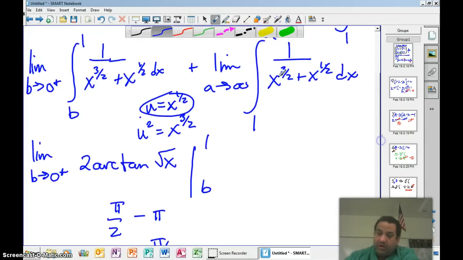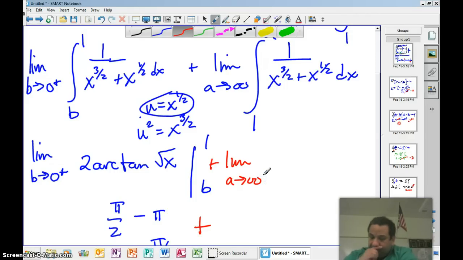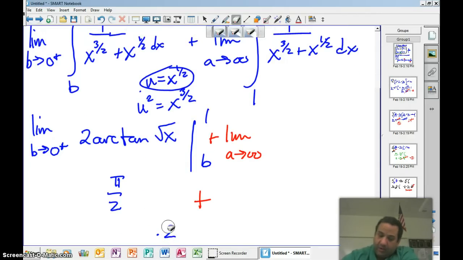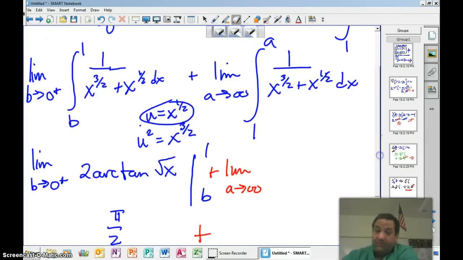For this one over here, let me do this one in red. It's going to be the same thing. This is going to be limit plus limit as a goes to infinity. My bad. Whoa, my bad. The arctan of 0 is 0, so you just get pi over 2. My bad. 0 is just 0. I was thinking this one over here. Sorry, friends.